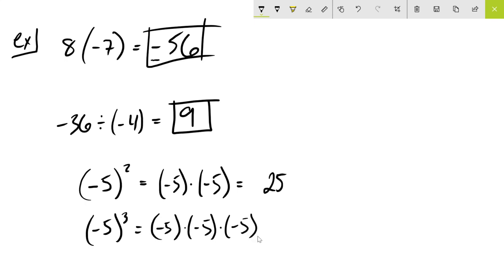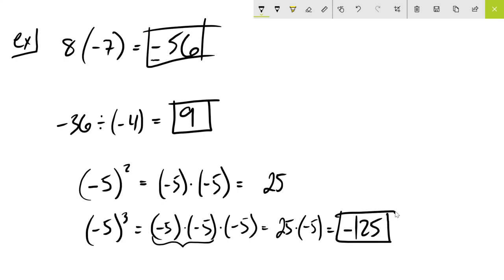It's going to actually flip back to negative then, right? Because negative 5 times negative 5 is positive 25. But then that last negative is going to kick in, and your final answer is going to be a negative 125. Okay. So with exponents, you have to be careful.